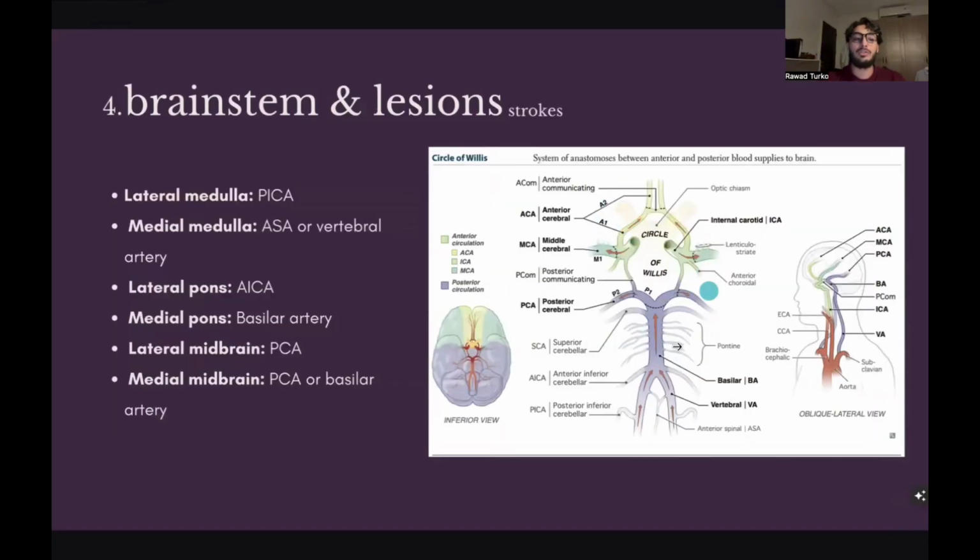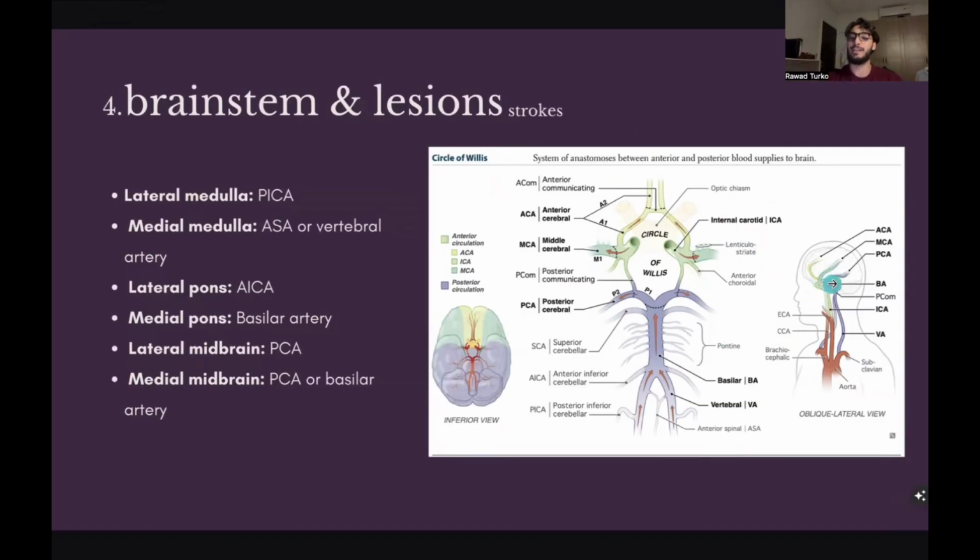Okay, now we're talking about strokes and specifically the circle of Willis. All right, so the circle of Willis, if we're going to simplify it, is just a collection of anastomoses between an anterior circulation and a posterior circulation. Now, the anterior circulation is coming mainly from the internal carotid artery. All right, so imagine this is an inferior view, by the way. We're looking inferiorly up at the brain and all of the vessels.